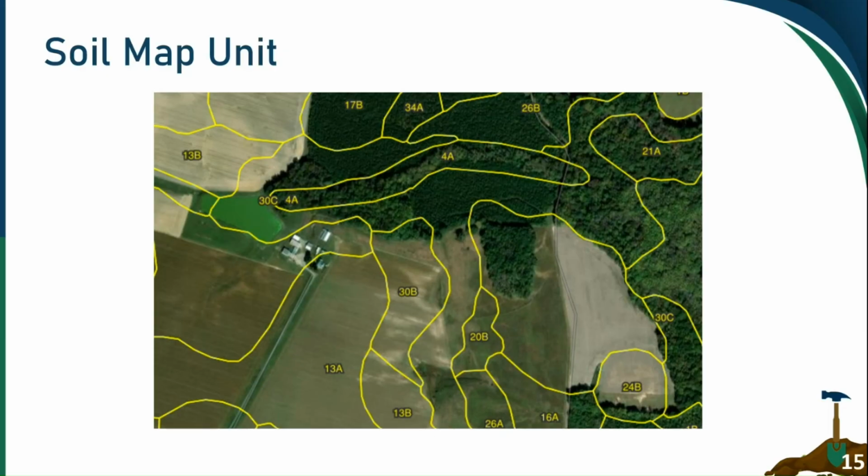Up to this point, we focused on how soil scientists predict soils across the landscape and then verify those predictions in the field. So the next step is, now that they have all this information, how is it organized and displayed so that people can actually use it?